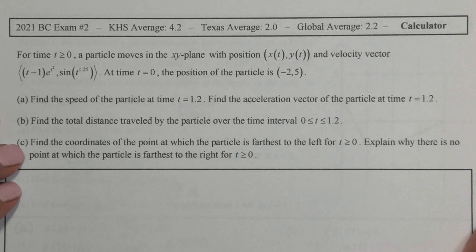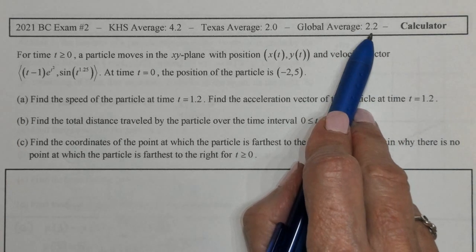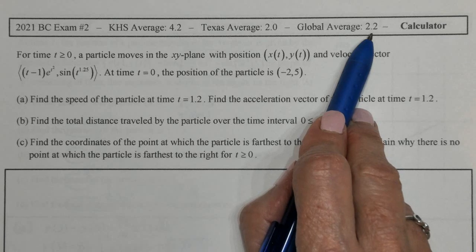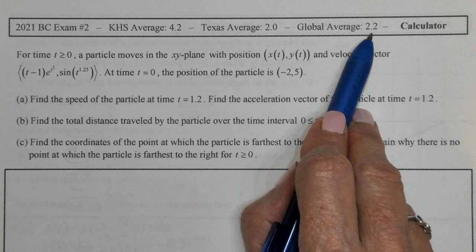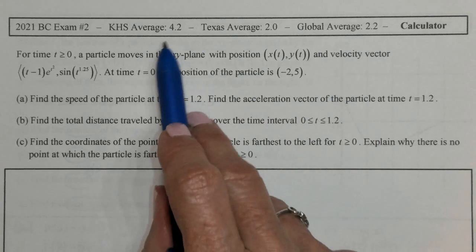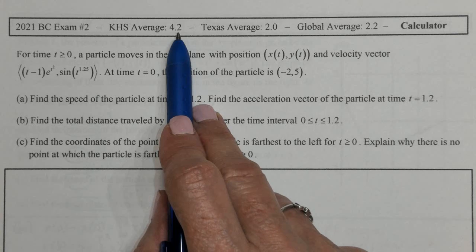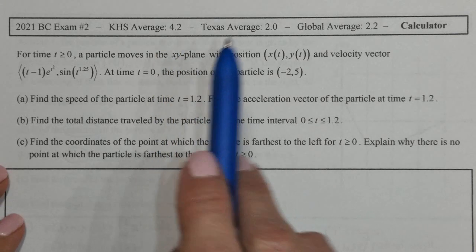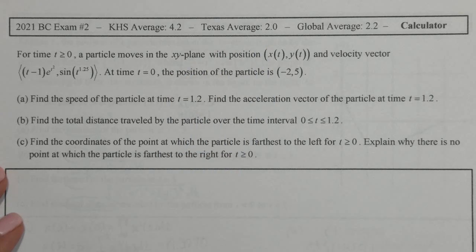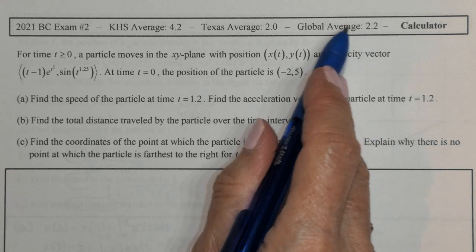Let's take a look at the one from 2021, and look at the global average. The global average was only a 2.2. That is very low, very low. This KHS average was very low for us for this type of question. Usually these are much higher. Okay, let's take a look why it was so darn low.